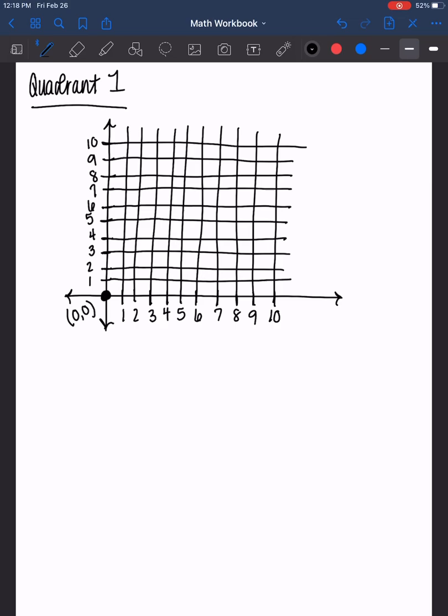So I have a couple points for you guys. I'm going to go ahead and plot them in a different color so you can see them a little bit better. And I'm not going to use our X and our Y color. I'm going to use purple so you can see it. And we have about 5 points that I want us to look at and practice.